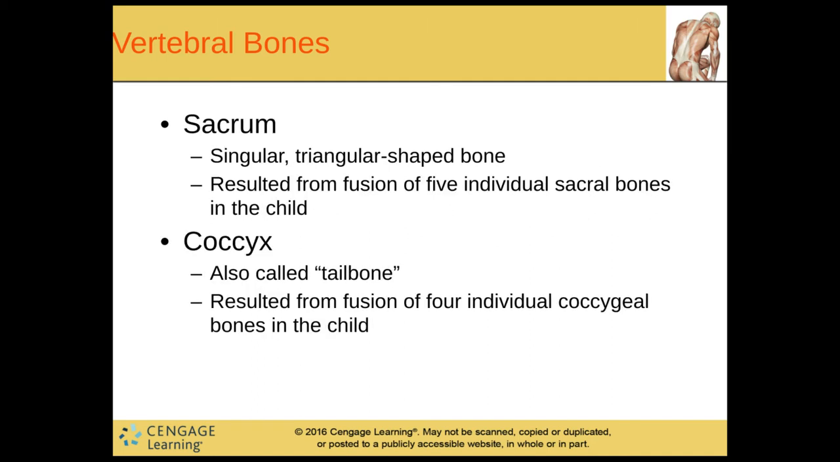And we have the sacrum, which is a singular triangular shaped bone. It resulted from the fusion of 5 individual sacral bones in the child. Again, children are born with more bones than they have when they're adults, right? And then we have our coccyx, which is called the tailbone. So this resulted from the fusion of 4 individual coccygeal bones in a child. So that's your tailbone. Anybody ever bruised or broken their tailbone?